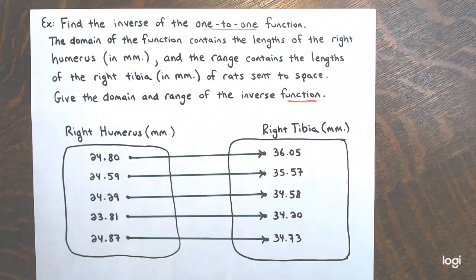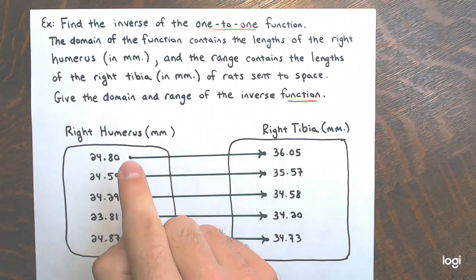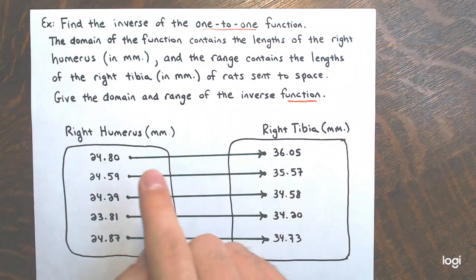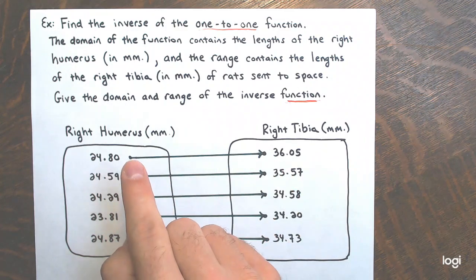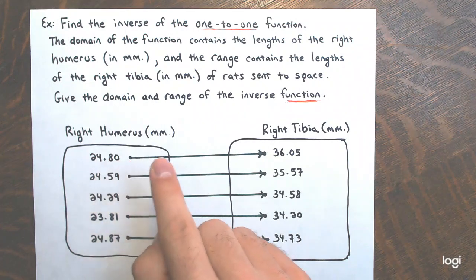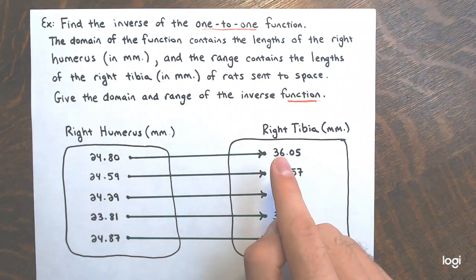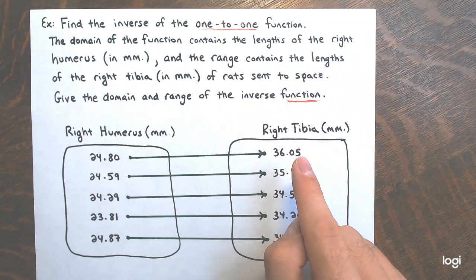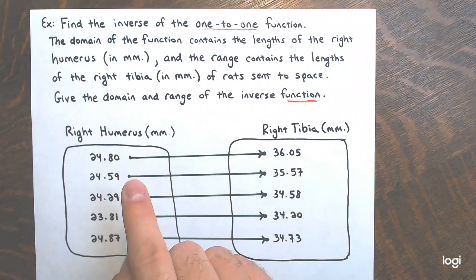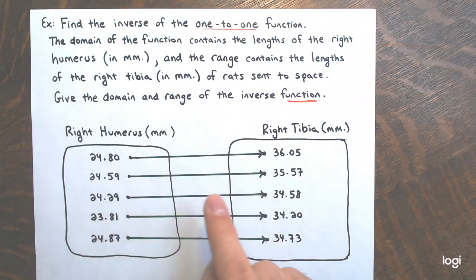Okay, so here's the mapping. What these arrows mean is that this ordered pair represents one rat. One of the rats had a right humerus of 24.8 millimeters, and that same rat had a right tibia of length 36.05 millimeters. So these correspond to one another. Then this arrow is for another rat, and another rat. For 5 rats, I've got 5 arrows.